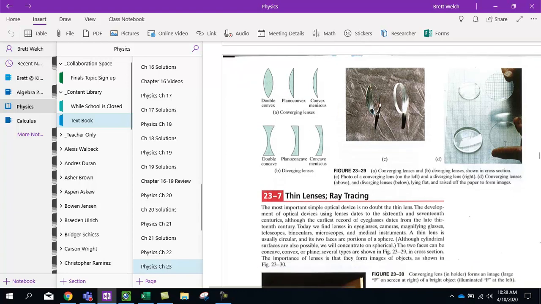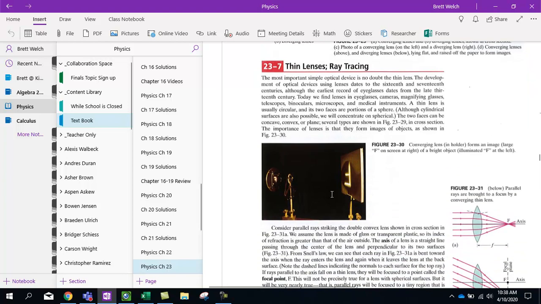If you look through a lens, right here you can see this is magnified, this is bigger. But where is it? How far back is it? Is it real? Is it virtual? We'll talk about those things here in a minute.